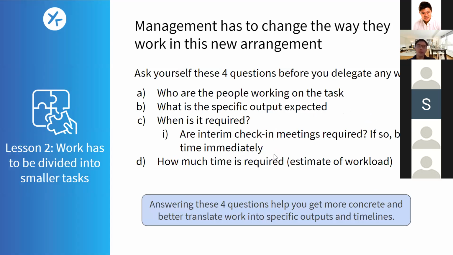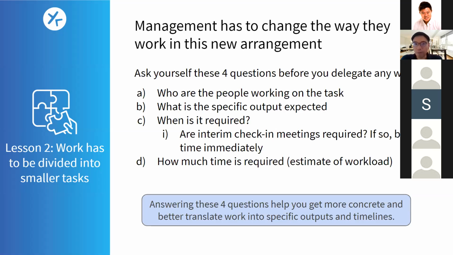Second thing is about how management has to change the way they manage, right? And so we think that now, when you used to be able to just give people rough instructions, now we try to be much more concrete, much more specific. So when you are delegating work or giving out work, who are the people working on the task? So it becomes very clear that if two people need to collaborate, they need to then set up time to discuss. It's no longer just like they can sit side by side and talk.